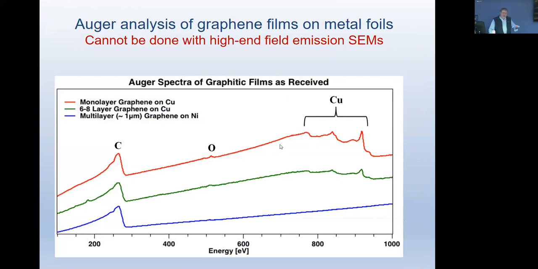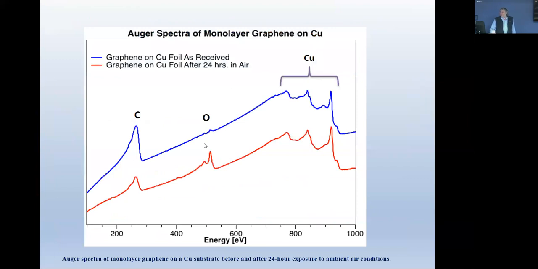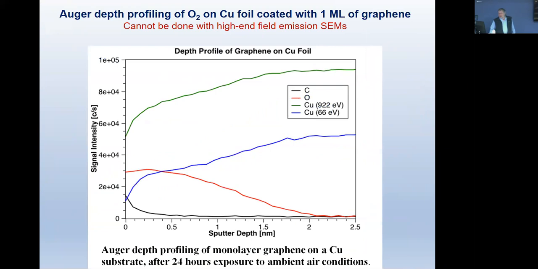When we take them out from their containers, the 6 to 8 layer and the multi-layer came in air. They were exposed to air. I didn't see much oxygen on them. This one was packed in a vacuum pack, and it is one monolayer, and they claim it's uniform across. So there was some oxygen here. Then I kept it a day on the table, and the oxygen started increasing. Well, graphene is supposed to be preventing that. How the heck is this oxygen getting onto my copper surface? Is it going through graphene or is it going through imperfections? So I did a depth profile, or he did a depth profile.